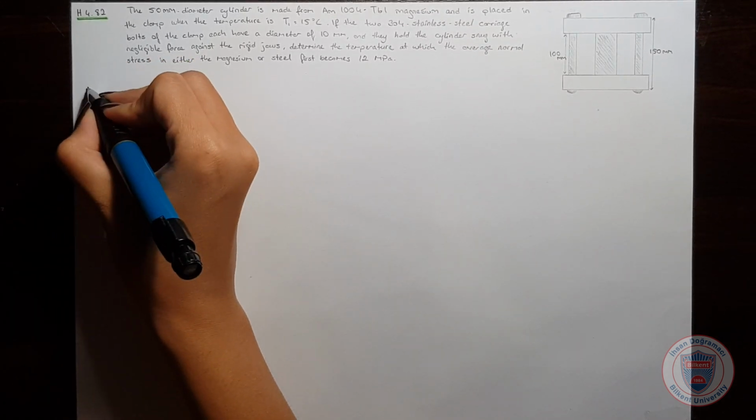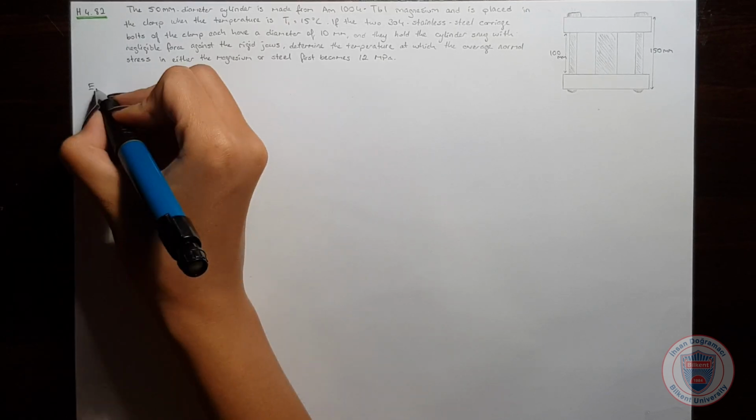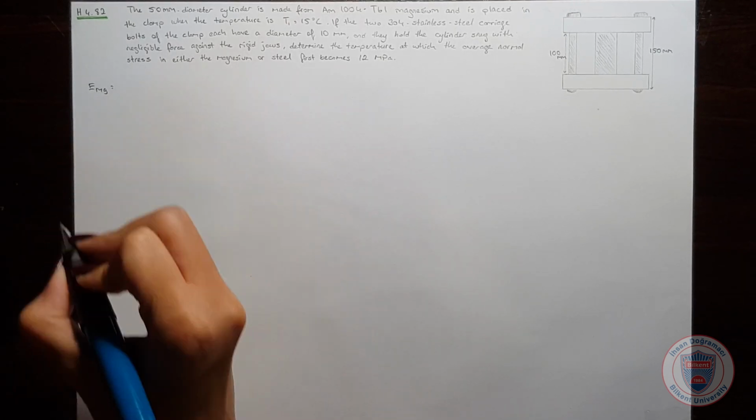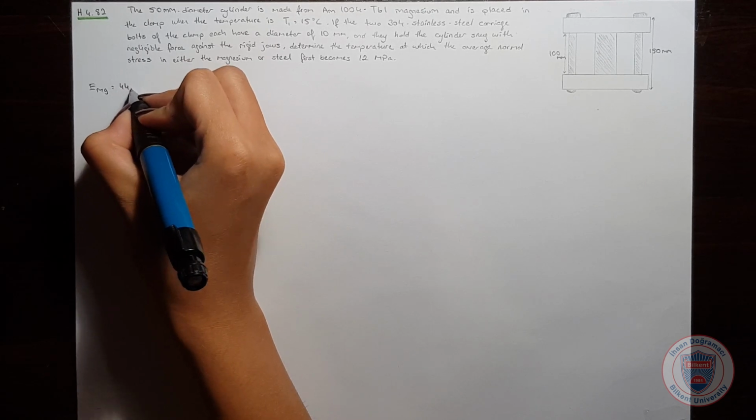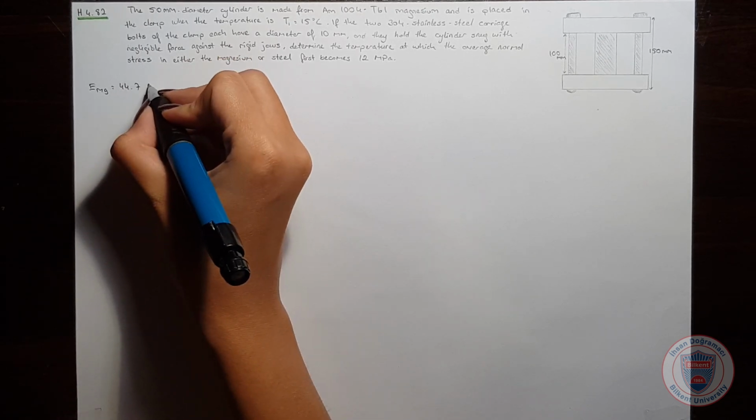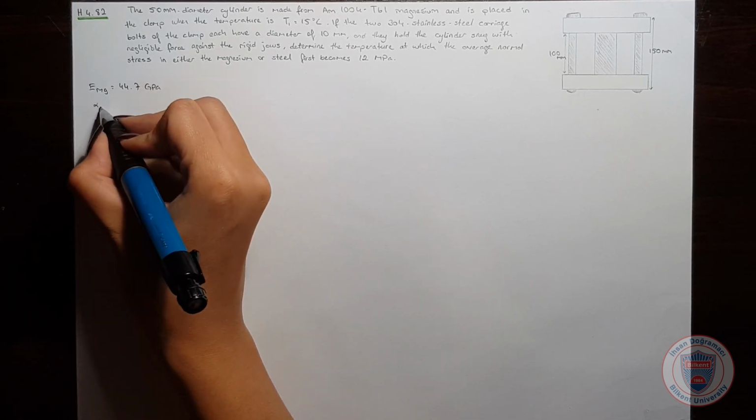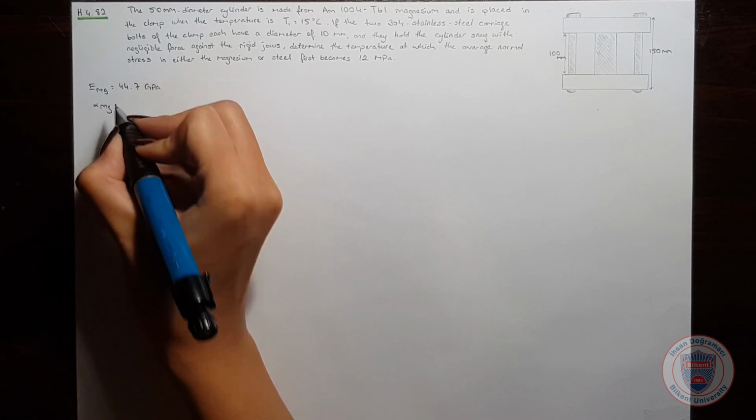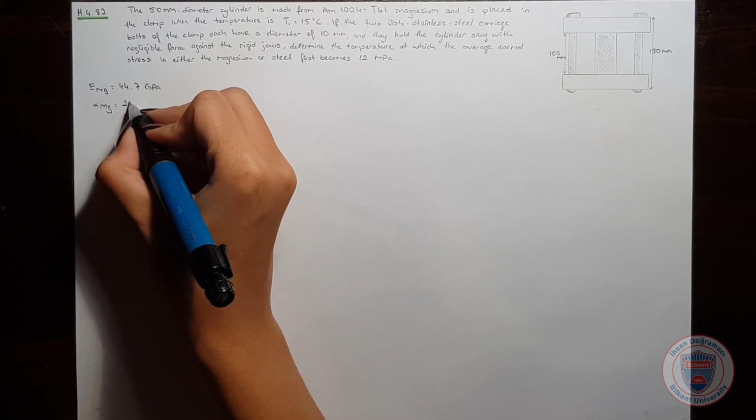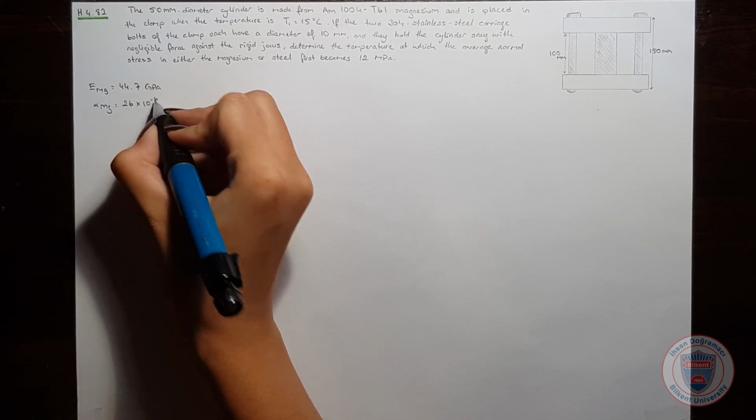For magnesium, Young's modulus is equal to 44.7 GPa. And the alpha is 26 times 10 to the power of minus 6.